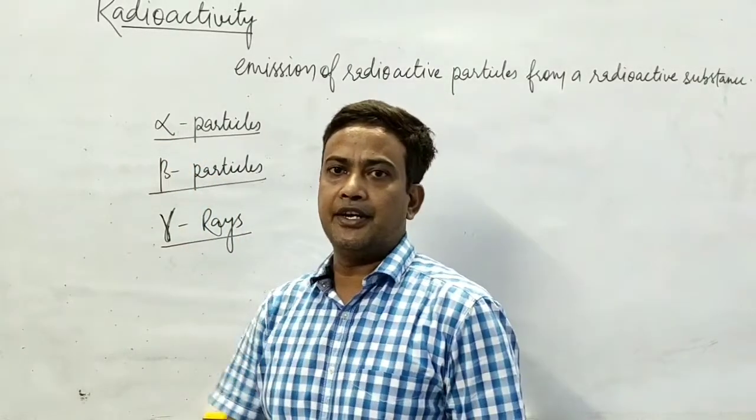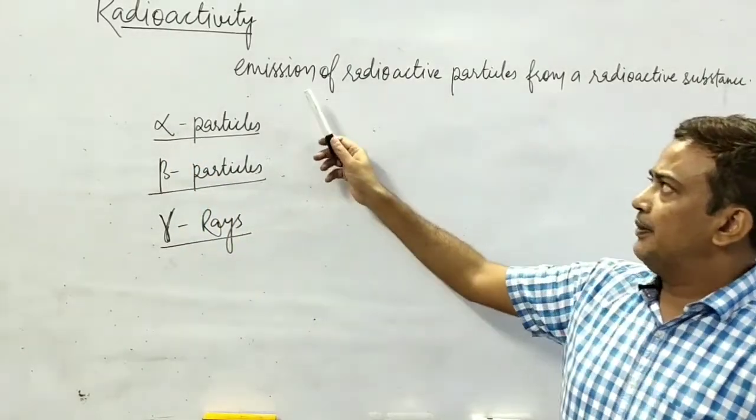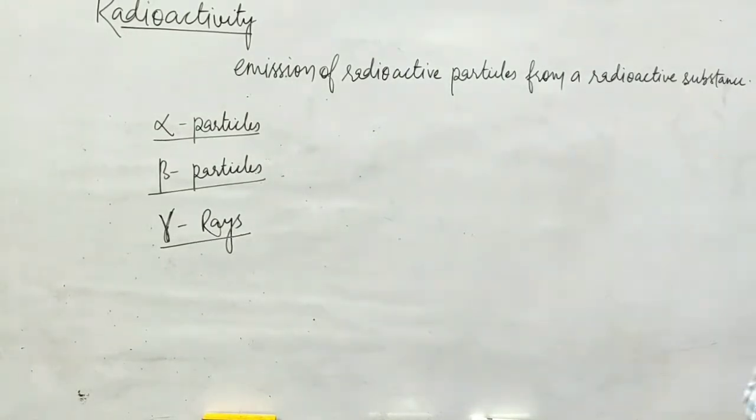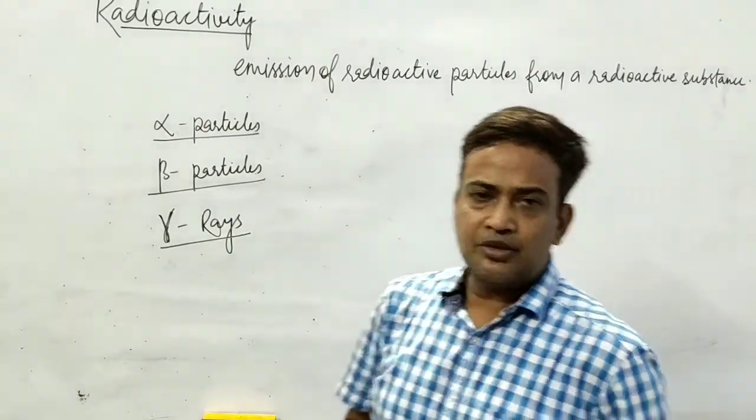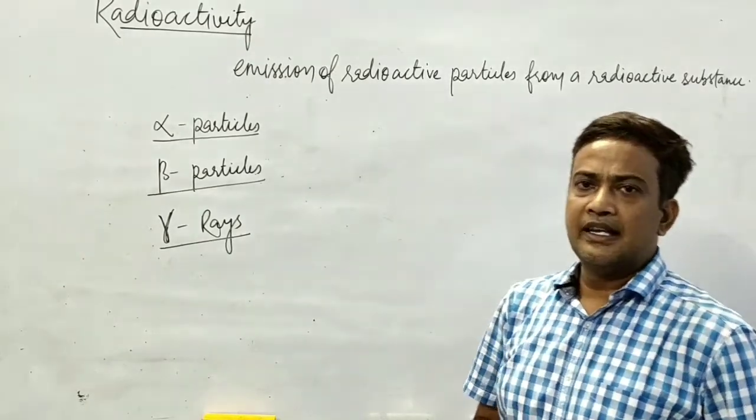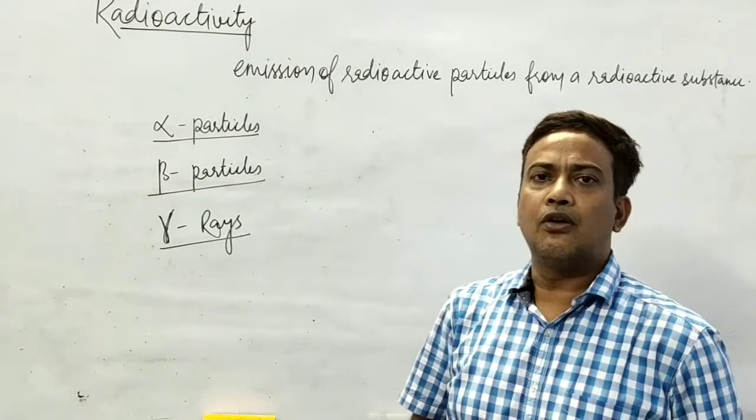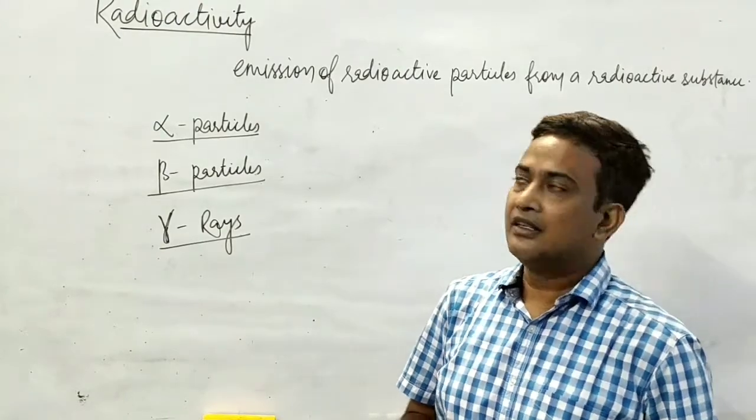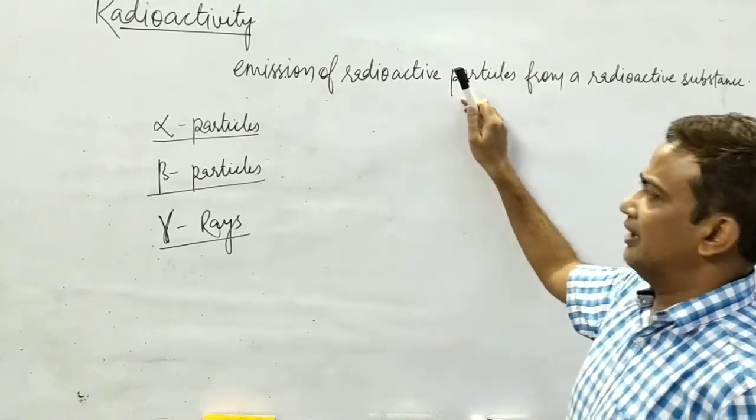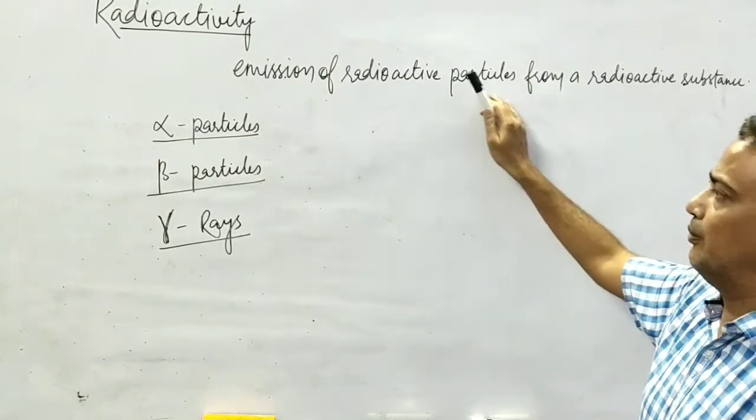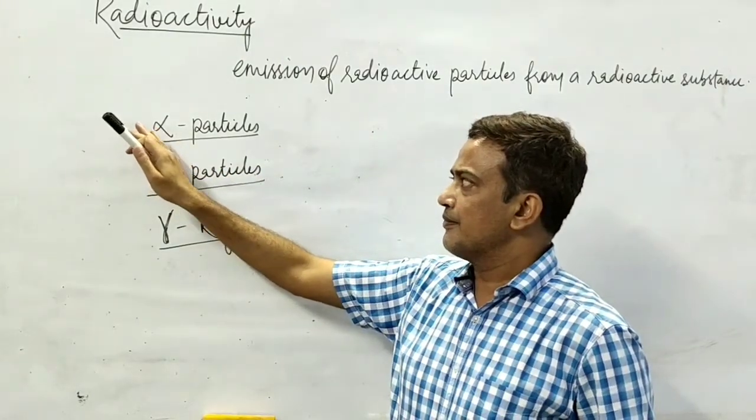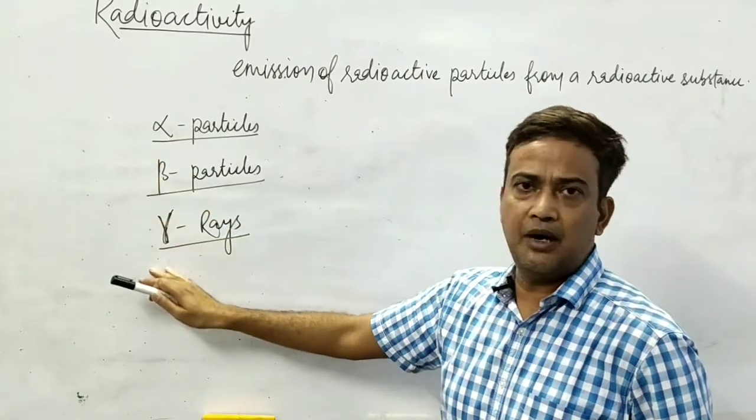Let's see the radioactivity. Radioactivity is defined as the emission of radioactive particles from a radioactive substance. Some substances are unstable and their atoms or molecules have a tendency to lose or emit some particles. These substances are radioactive substances and the particles they lose are known as radioactive particles. Three types of radioactive particles are there: alpha, beta and gamma.